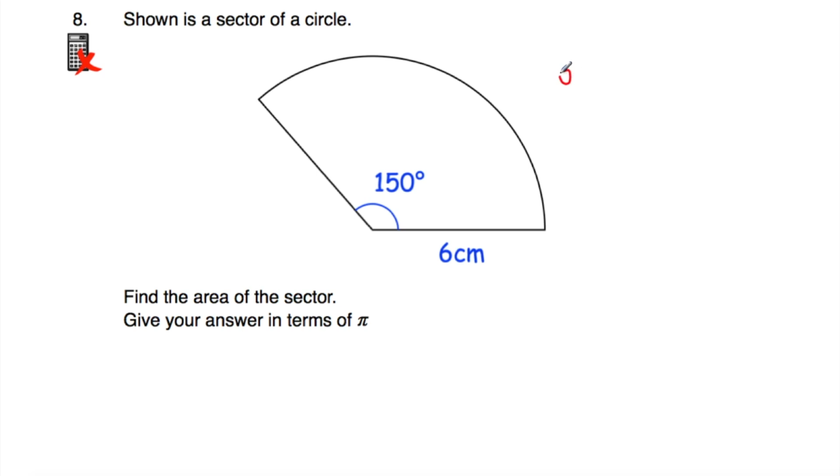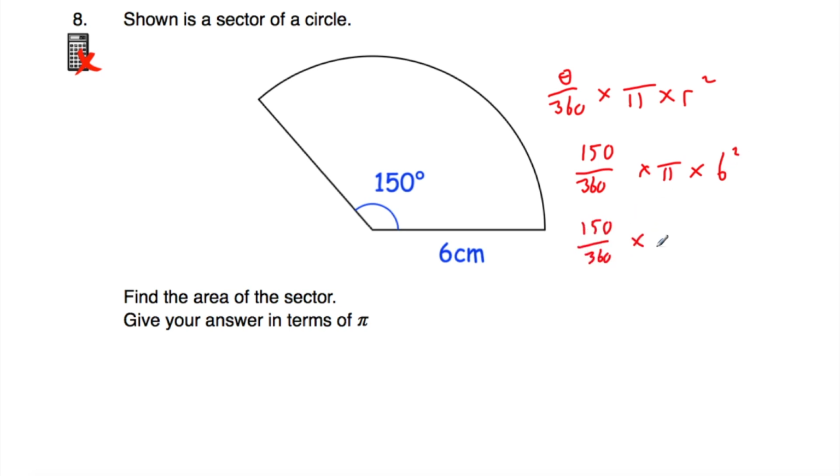The area of a sector is beta over 360 multiplied by pi multiplied by the radius squared. Well, beta, that's the angle, so that's 150 degrees over 360, so that's the fraction of the whole circle, multiplied by pi, multiplied by the radius, which is 6 squared. So in other words, the fraction of the whole area. Okay, 6 squared is 36, so we've got 150 over 360, multiplied by pi, multiplied by 36, because 6 squared is 36.